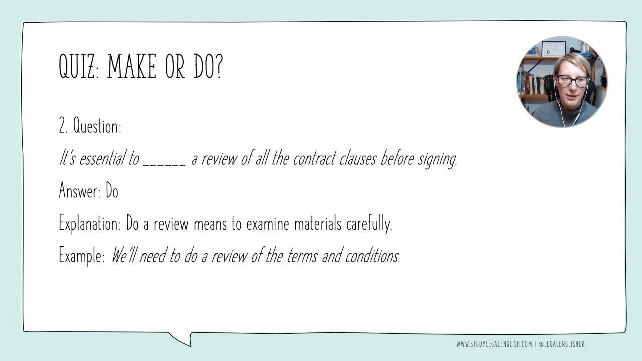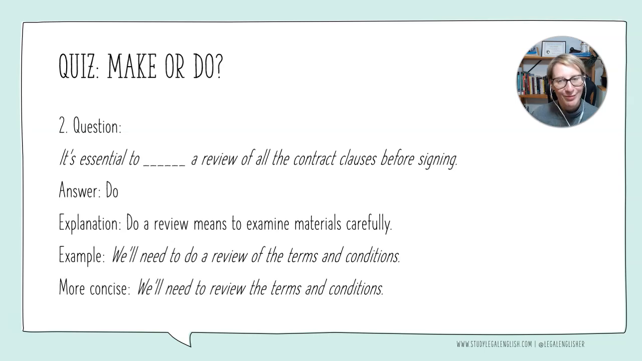Another example is we'll need to do a review of the terms and conditions. You can, of course, to be more concise, in fact, this is probably even more common than using the collocation, simply use the verb, to review instead of to do a review. We'll need to review the terms and conditions.